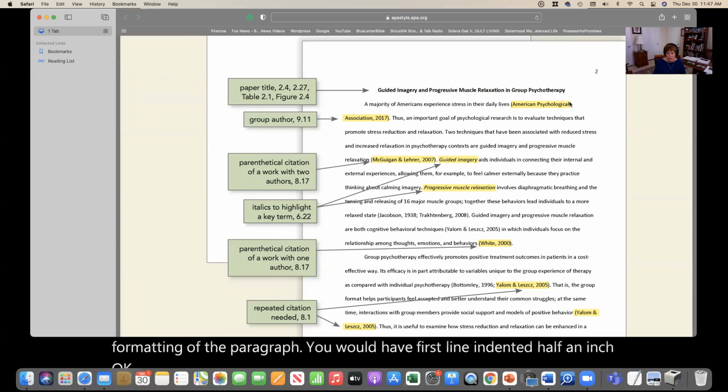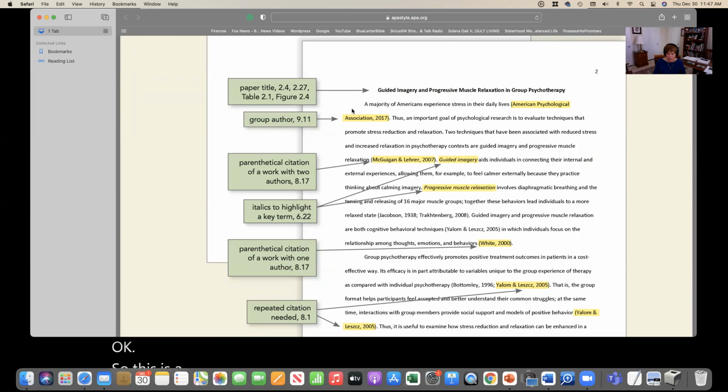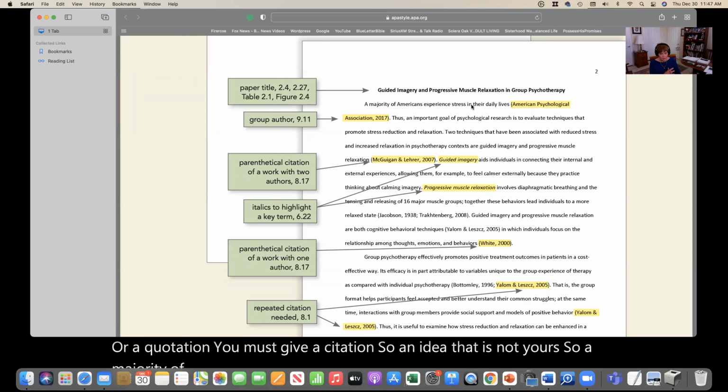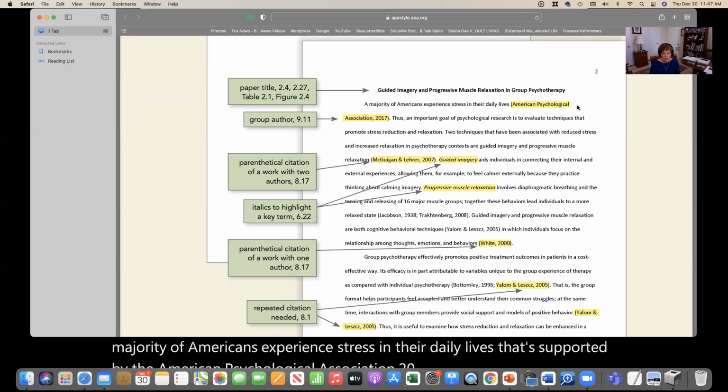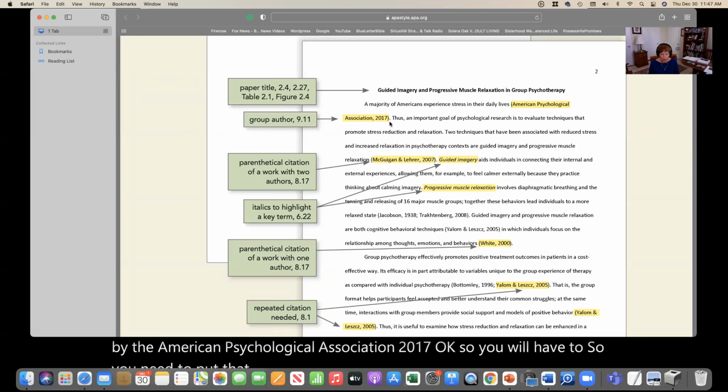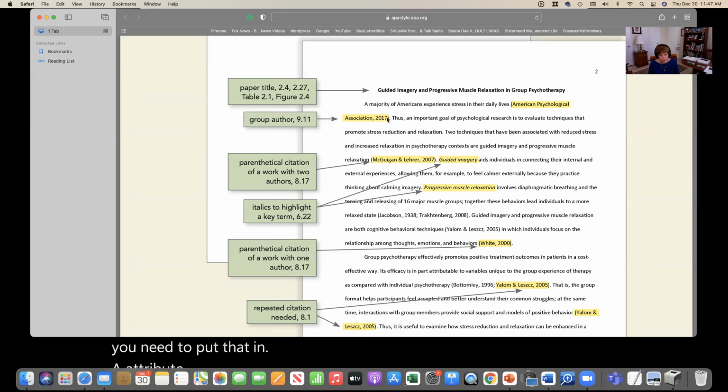So this is a citation. You will have citations. So when you have an idea or a quotation, you must give a citation. So an idea that is not yours. So a majority of Americans experience stress in their daily lives. That's supported by the American Psychological Association, 2017. Okay, so you need to put that in, attribute that idea to your source.